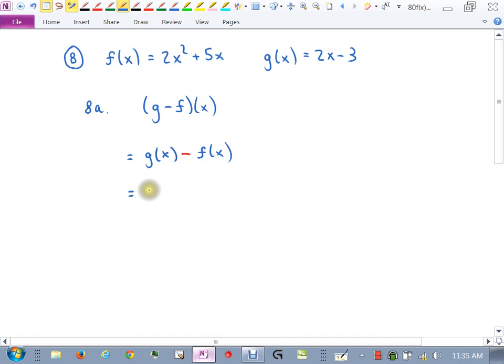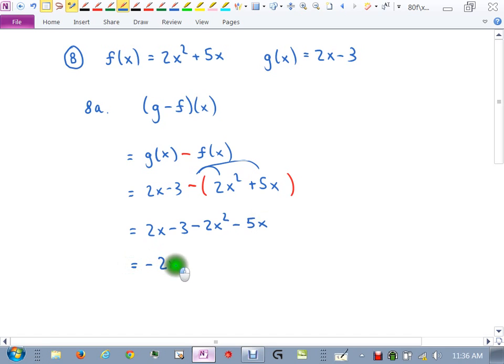So I'm going to write down what g is first. That's 2x minus 3. Then I'm going to subtract, and I must subtract the entire function, so I'm going to subtract everything, all of f, and f was 2x squared plus 5x. And now I must distribute that negative through. So I get 2x minus 3 minus 2x squared, and then minus 5x. Now collect like terms and write it in descending order. I have negative 2x squared. Let's see how many x's I have. I have 2x, take away 5x is negative 3x, and then constant I have just negative 3. So that is g minus f.